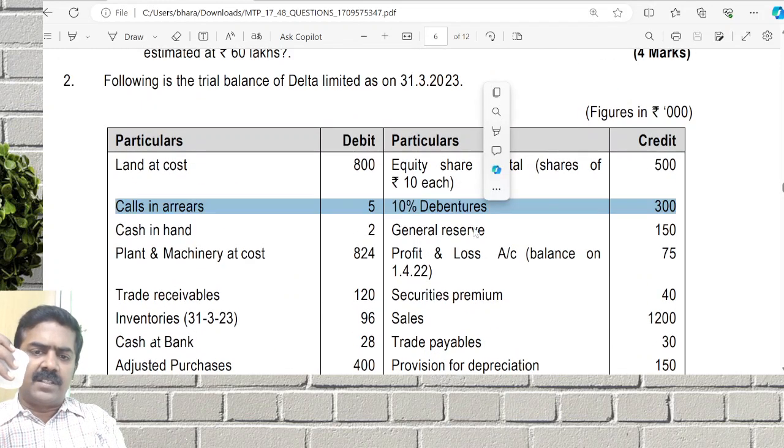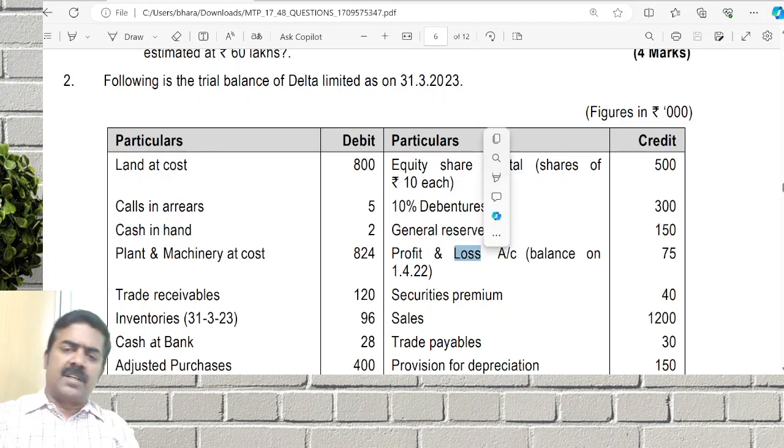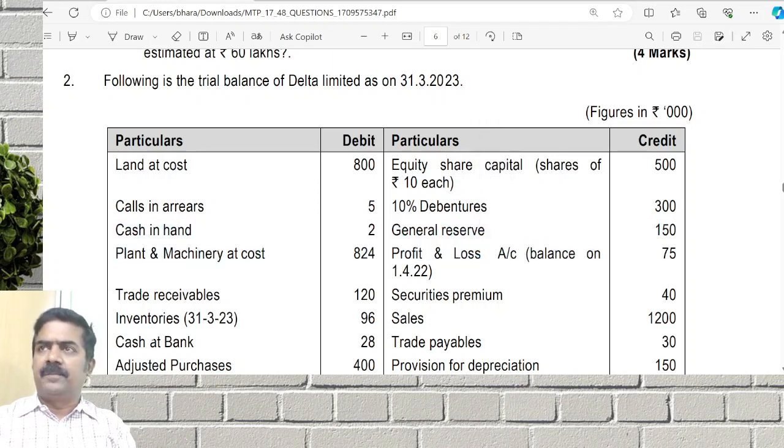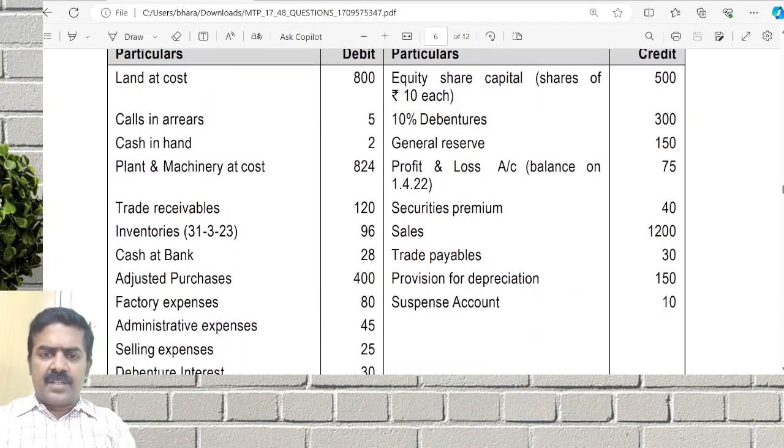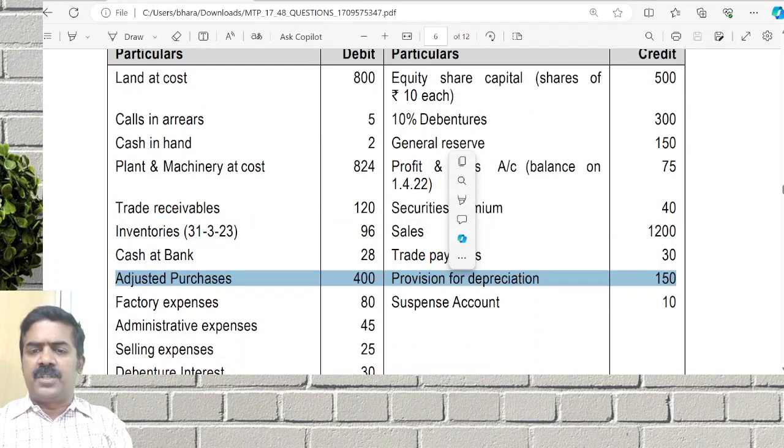We are given debentures, there is long-term borrowing. General reserve will come in reserves and surplus. P&L account balance will come in reserves and surplus. Securities premium also, reserves and surplus. Sales will come in operating income. Trade payable, current liability.